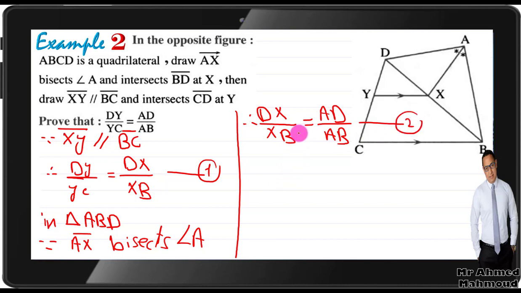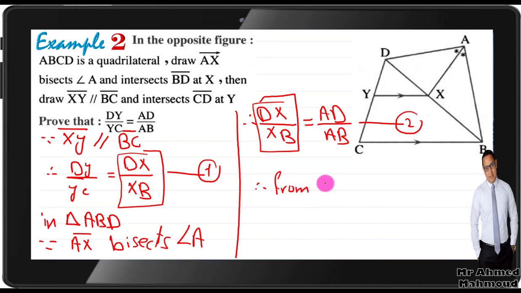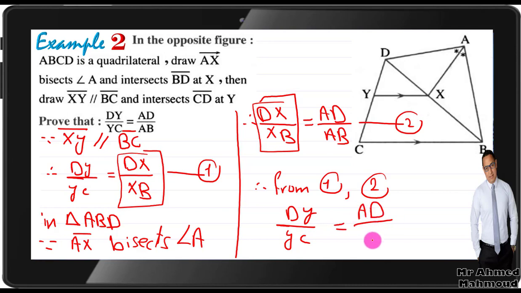Okay, by looking at 1 and 2, we get that DX over XB is a common ratio. DX over XB is equal in 1 and 2. Therefore, from 1 and 2, DY over YC equals AD over AB. This is the required that he asked me.